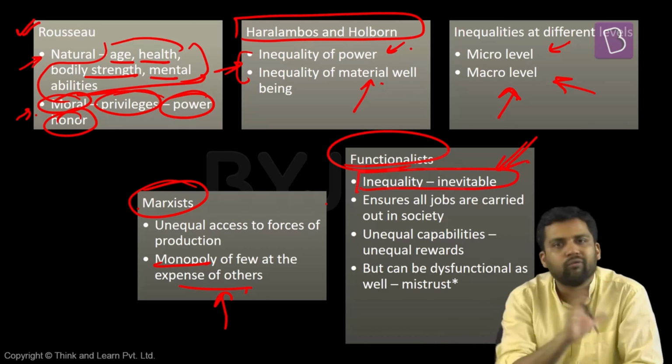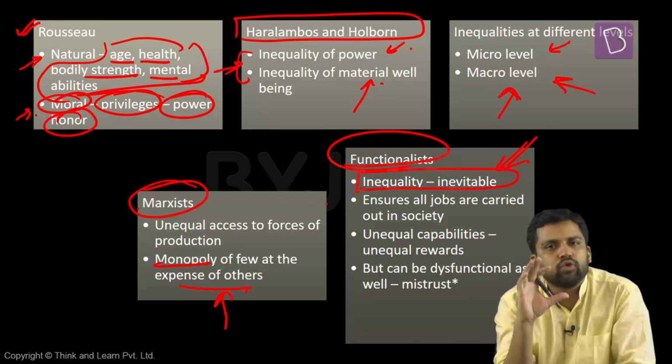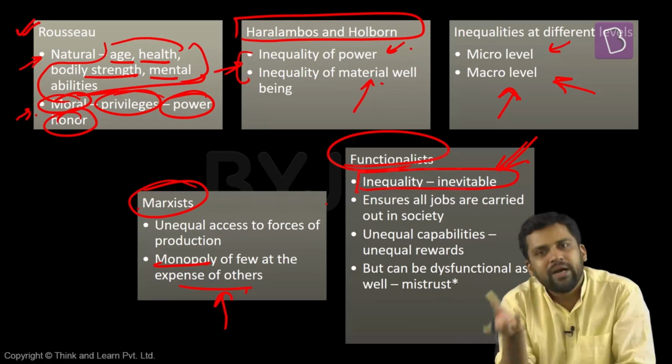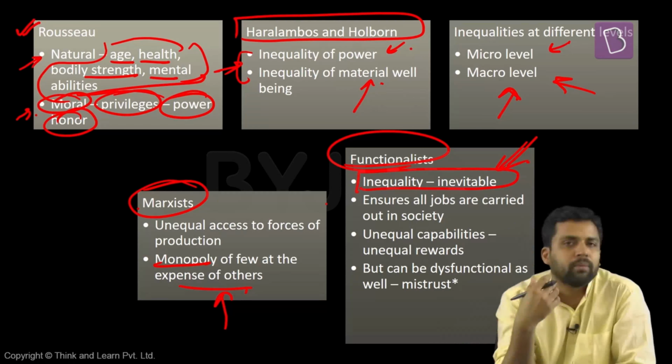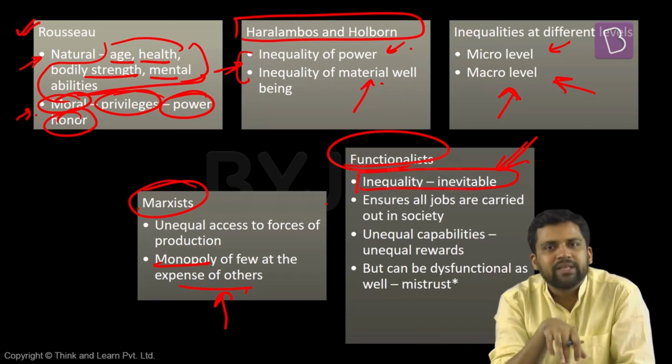We cannot avoid inequality. Every society will have inequality. Now, what is the reason inequality is inevitable? In every society, different individuals will have different capabilities. And since capabilities are different, rewards will also be different. You might be more capable than me. I am less capable. So you are going to get more rewards, I am going to get fewer rewards. So since our capabilities are different, our rewards are different.